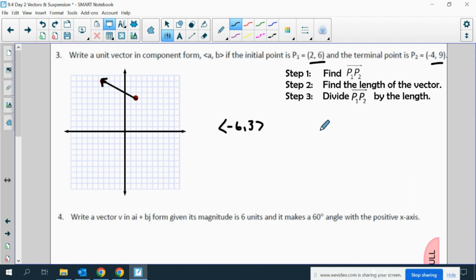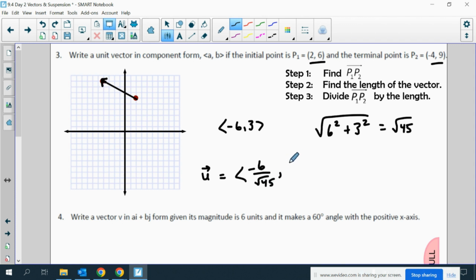So that's this vector. Then we find the length of this vector, which is the square root of 6 squared plus 3 squared, which is the square root of 45. You can simplify that, but it's not necessary. And then to get this unit vector, which we'll call u, we take the square root of 45 and divide each of the parts. And that's our answer.